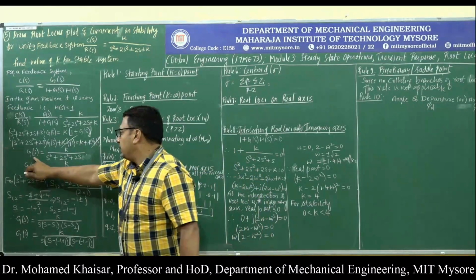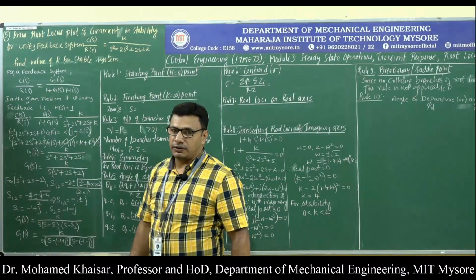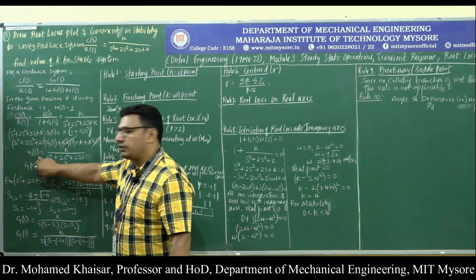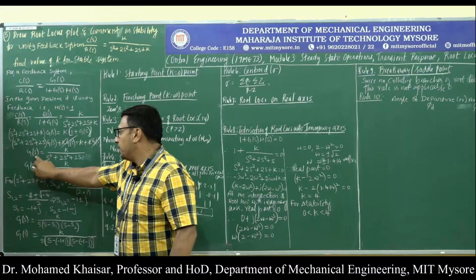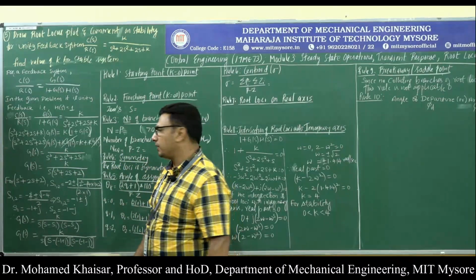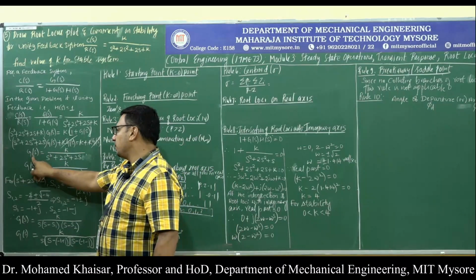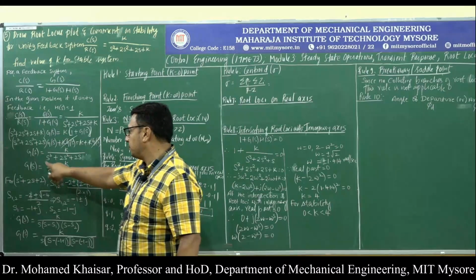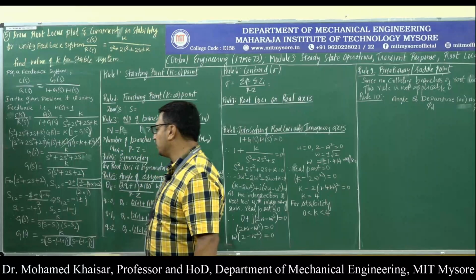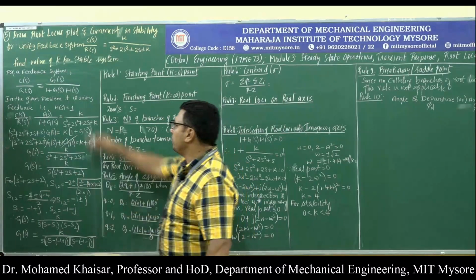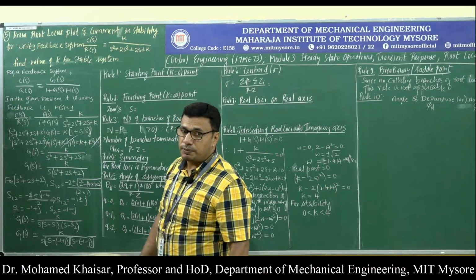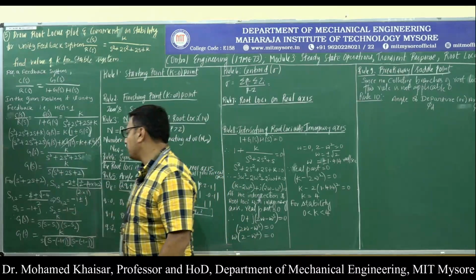Now this is in the open loop transfer function state. Why? Because H(s) is unity, therefore G(s)H(s) means G(s) into 1, we will be left with only G(s) for a unity feedback system. So this is the open loop transfer function of the unity feedback system, G(s) is equal to k divided by s cube plus 2s square plus 2s. So we have transformed the transfer function from closed loop transfer function to the open loop transfer function.